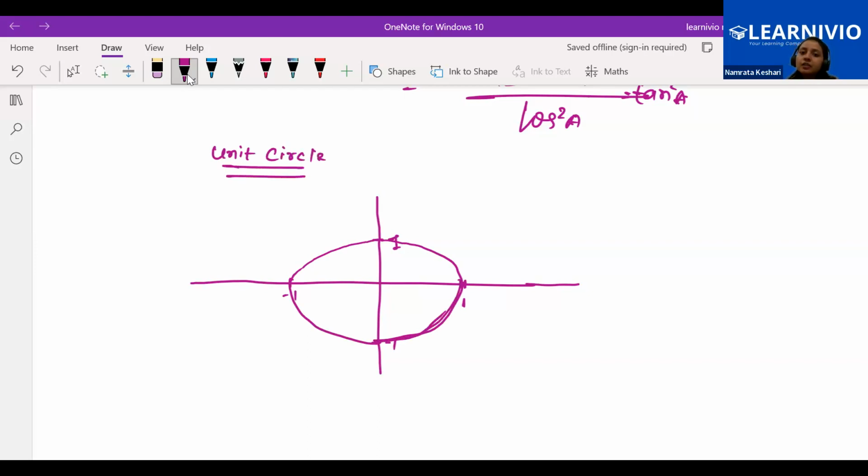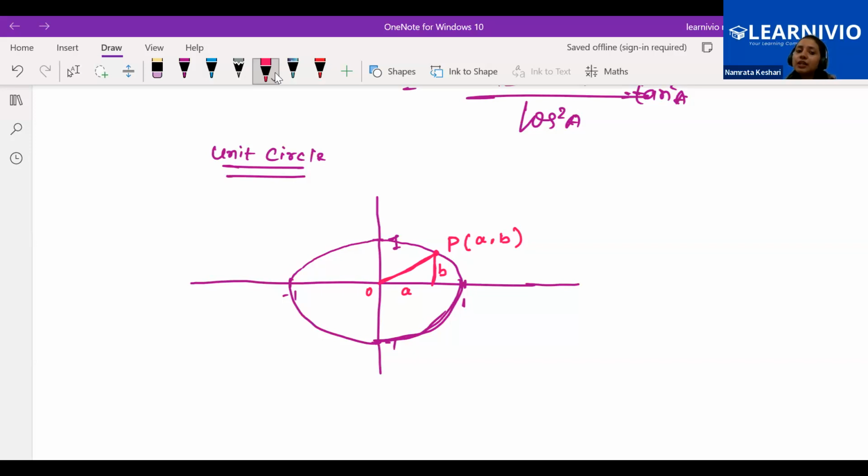Here in the previous class we took a very random point P, and we said let's assume that the coordinate of P is A comma B. Then we understand that this much is B and this much is A. If we join the origin O with P, this is OP, that is nothing but the radius of this unit circle, and that is 1 unit.